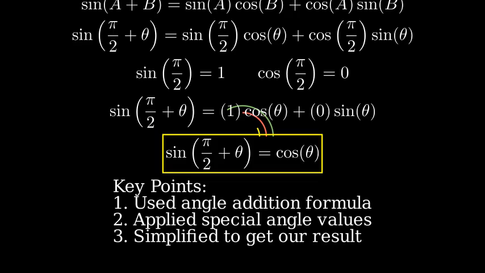This identity shows the fundamental relationship between sine and cosine functions, demonstrating how they are essentially the same function, just shifted by pi over 2 radians or 90 degrees.